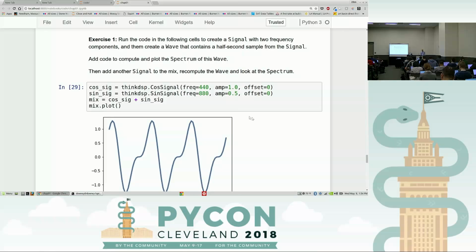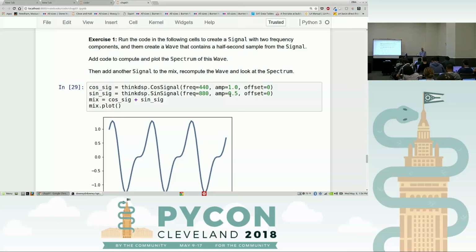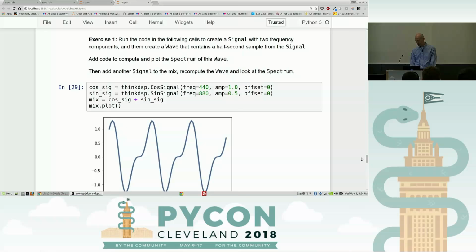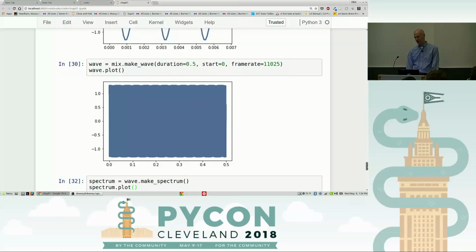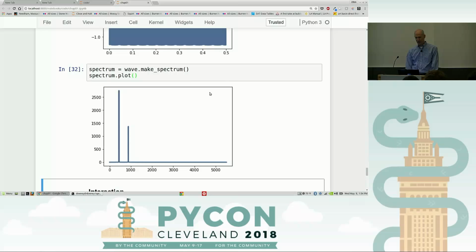So the idea here is that I've created two signals, a cosine and a sine, that have different frequencies and different amplitudes, and I've added them together. And when you plot that wave, you can see there's a high frequency thing there, which is the extra wiggles, and the low frequency there, which is the outline of that wave. If you plot the whole wave, you can't really see very much because it's way too many periods of the wave.